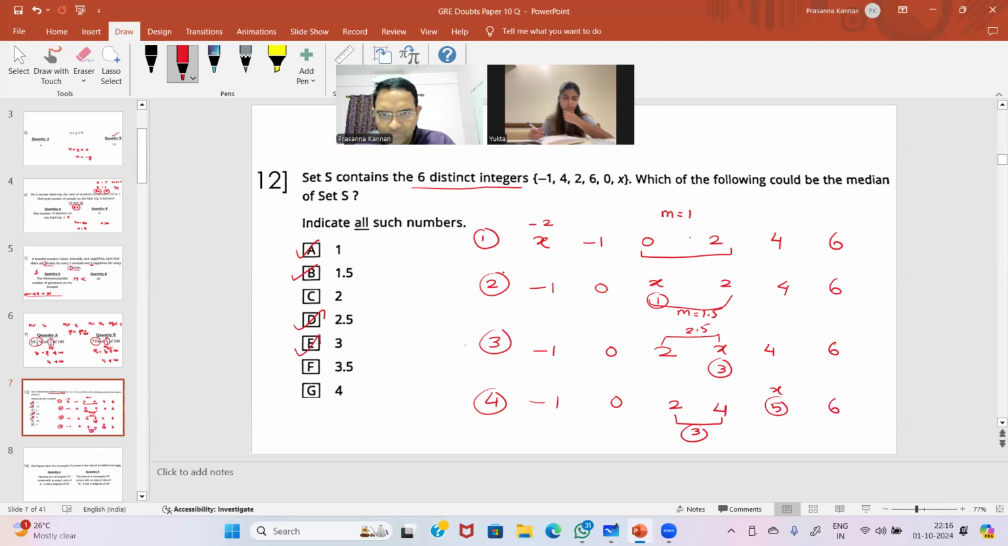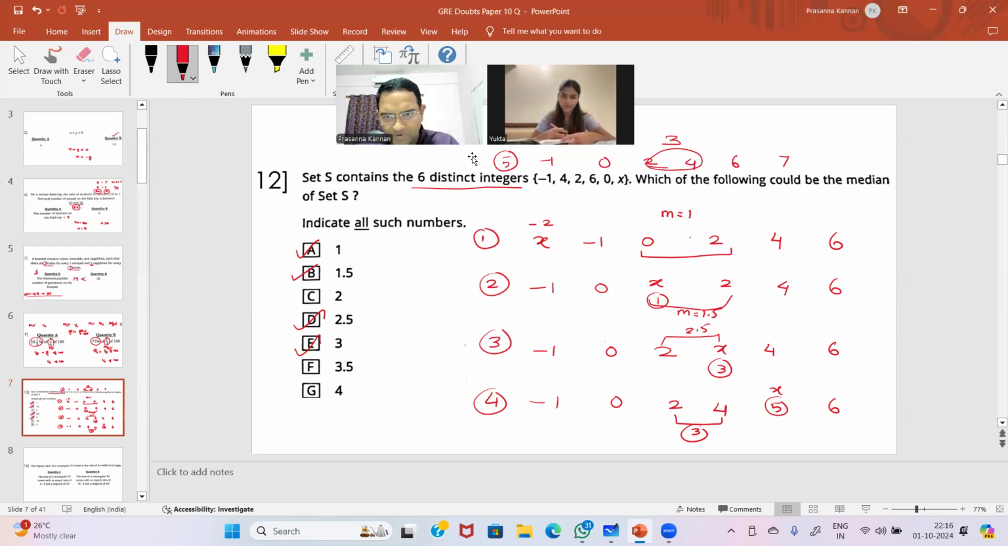Then the next possibility is beyond 6, right? Even if it's beyond 6, what will happen? It'll be the same. Because -1, 0, 2, 4 is going to be there, 6 is going to be there, and some higher number is going to be there, 7, 8, whatever. But still, these two are going to be the central values, and the average of these two will be 3. So the median will still remain 3. These are the various possibilities. Therefore, the answer is A, B, D, E.